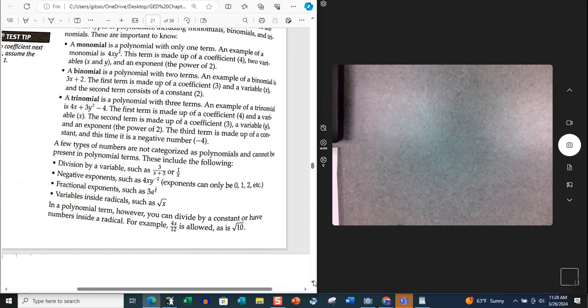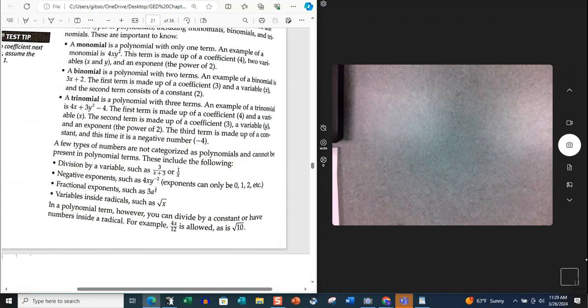Okay, a few types of expressions are not categorized as polynomials and cannot be present in polynomial terms. These include the following: division by a variable, negative exponents, fractional exponents, and variables inside of radicals, such as the square root of x. In a polynomial term, however, you can divide by a constant or have numbers inside a radical. For example, 4x over 12 is allowed, as is the square root of 10.